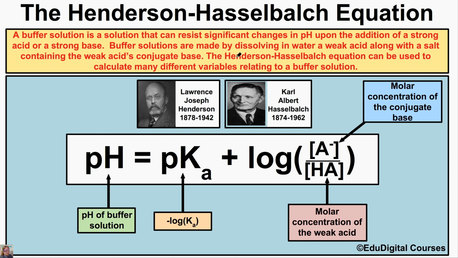We said that buffer solutions are made by dissolving in water a weak acid along with the salt containing the weak acid's conjugate base. So whenever we have a solution where we dissolve a weak acid along with that weak acid's conjugate base, which is usually bonded to some sort of metallic ion, we're going to have a buffer solution. A solution that if we add more strong acid or strong base to it, the pH is not going to significantly increase or decrease. And we talked a little bit about why that works and how that works in our video on buffer solutions.